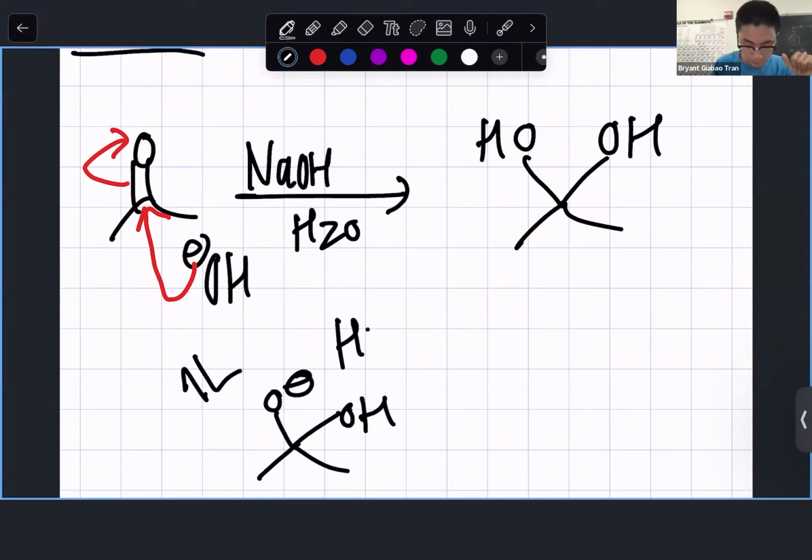And the proton source here is not acid. It's not H2SO4 or H3O plus. The proton source is water. When we protonate that O minus, we're going to kick out another base catalyst, OH minus. Right, because we're in basic conditions.